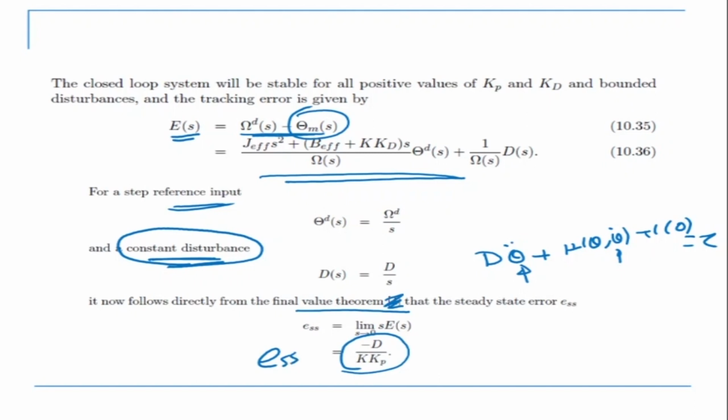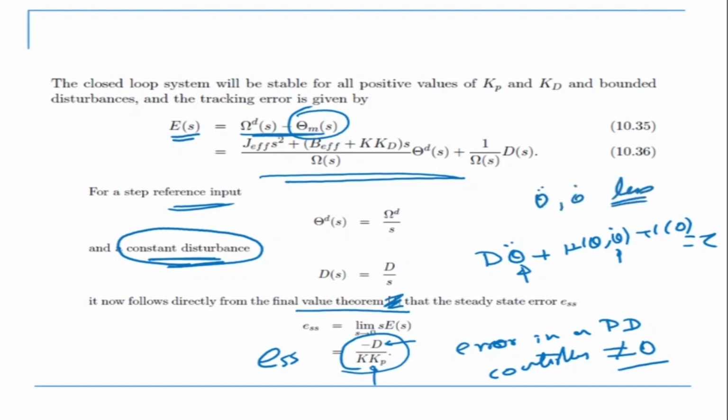So this means that the error in a PD controller is never equal to 0. There will be some error. The error is going to depend on the dynamics, d, and is inversely proportional to kp, the proportional gain. So if you want less error, you increase kp, and you also operate the system slowly such that the dynamic effects are minimum. Slowly means theta double dot and theta dot are small values.